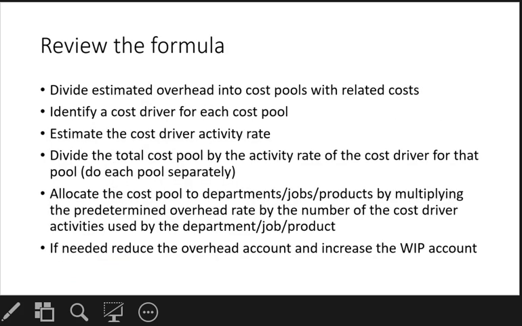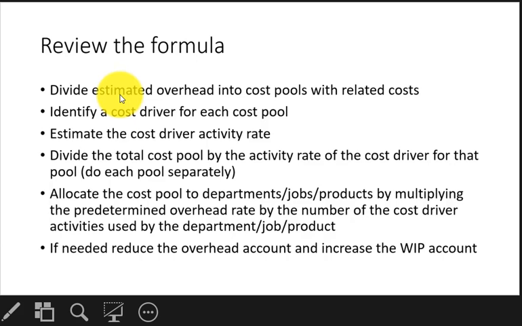So, reviewing the formula again, just to make sure it's cemented in our brain. We start with dividing the estimated overhead into cost pools that are related. Again, no magic as to exactly how many; it will depend on the company and the types of overhead they have. But we try to get them into cost pools that are related. Identify a cost driver from each cost pool. Then estimate the cost driver activity rate.